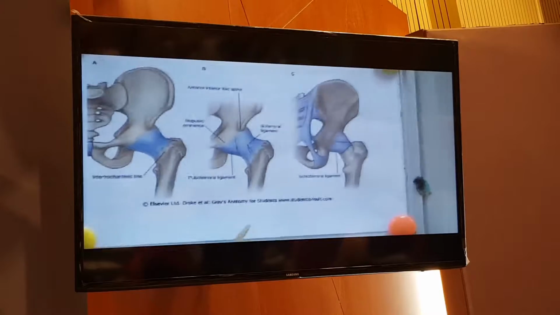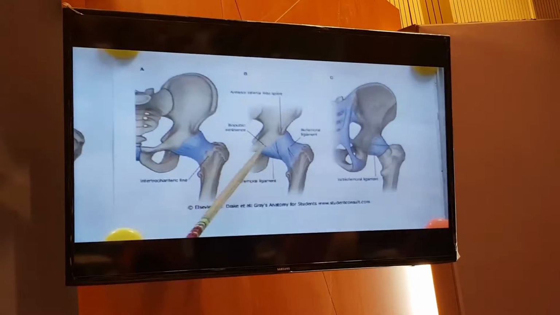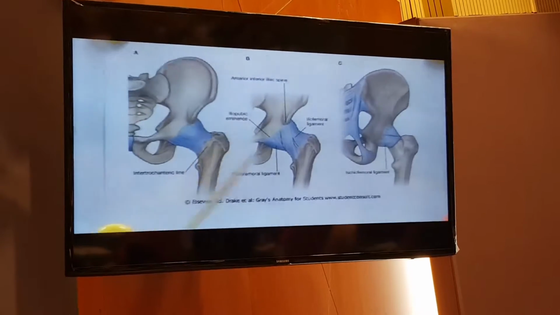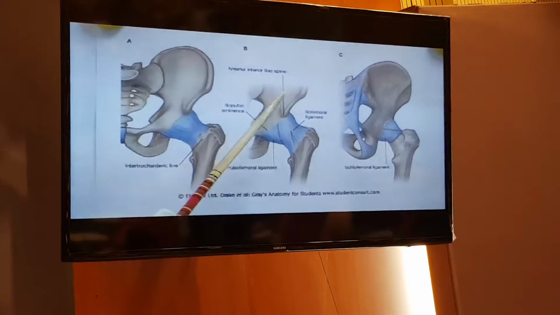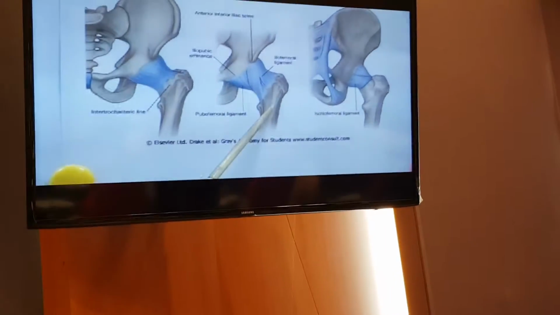This is very important ligaments. They are very strong ligaments. Each ligament is coming from each part of the hip bone. So from the hip bone, from the ilium of the hip bone to the femur, we call iliofemoral ligament, which is inverted ligament.